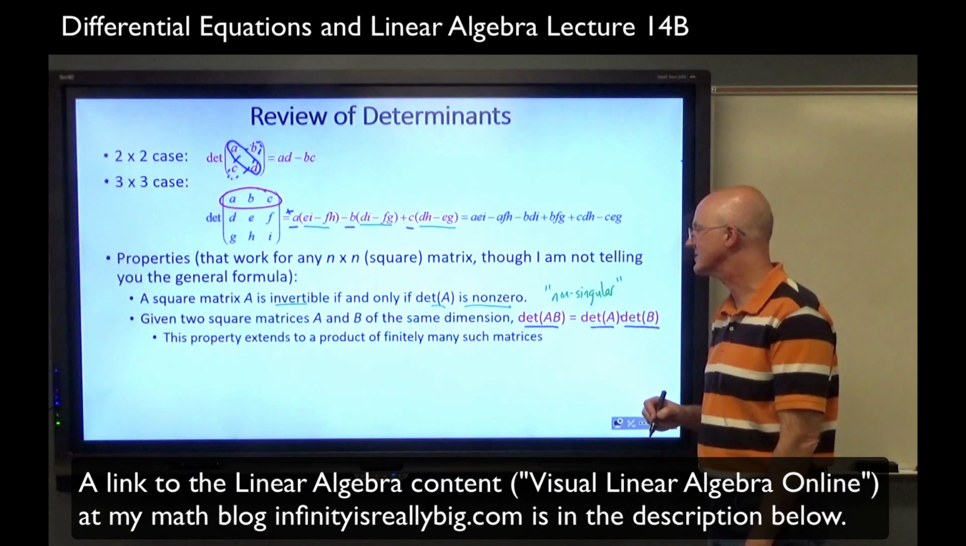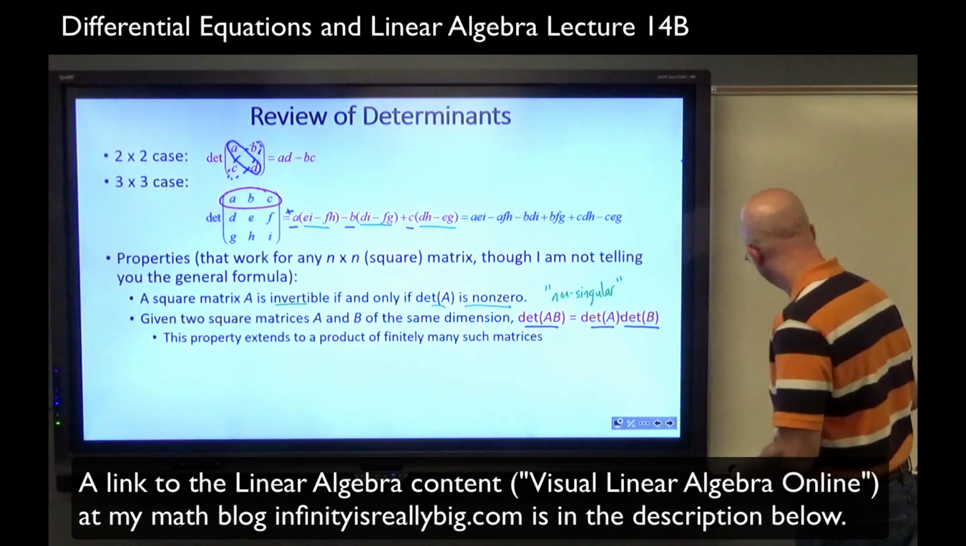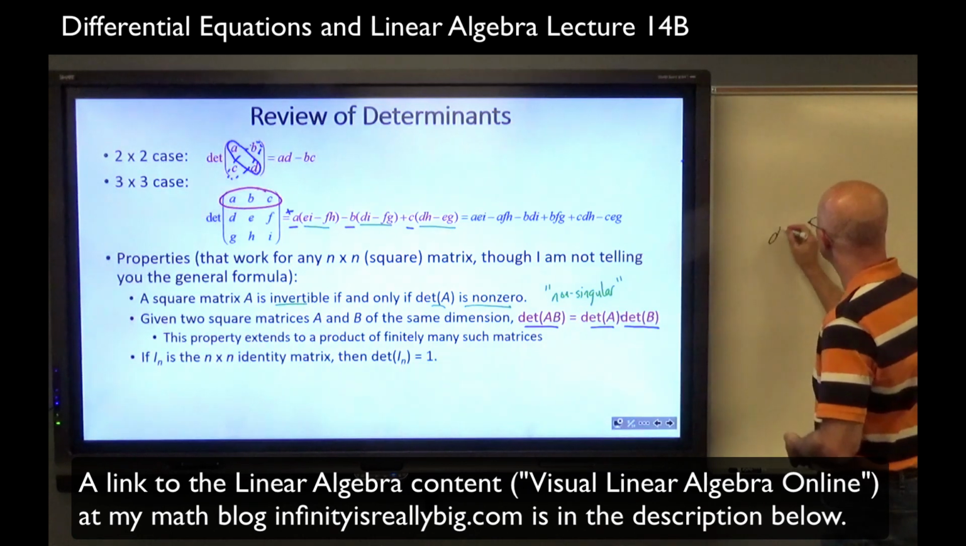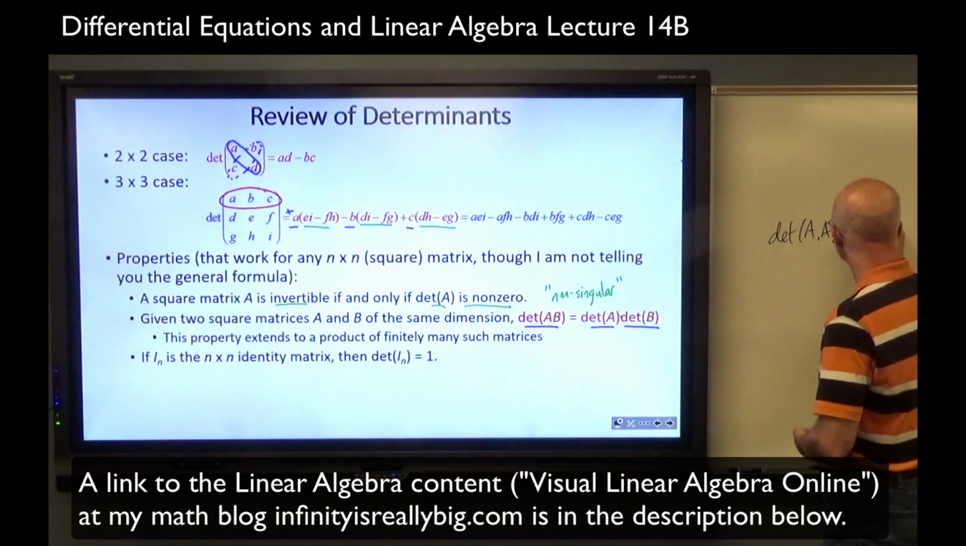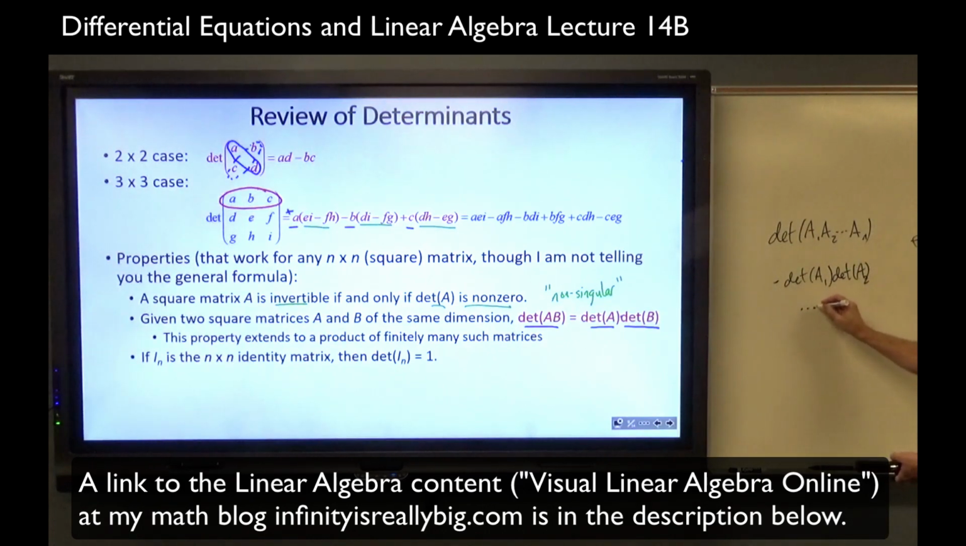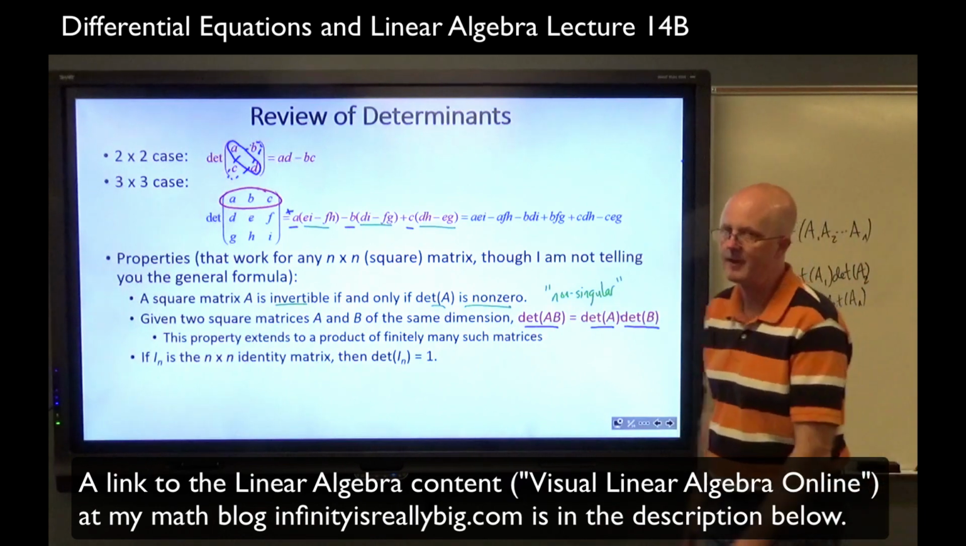This actually extends to the product of finitely many such matrices. The determinant of A1 times A2, etc., through AN, is the determinant of A1 times the determinant of A2, times dot dot dot times the determinant of AN. The determinant of the product is the product of the determinants. This is true whether the matrices are invertible or not.